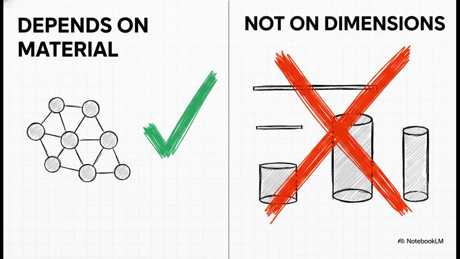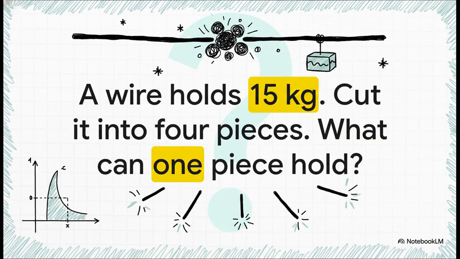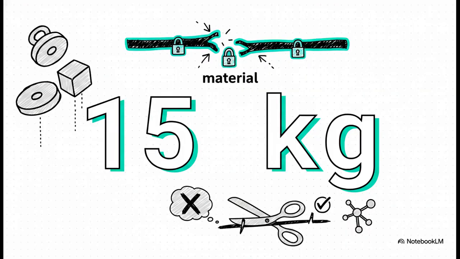Let's see if you've got that with a classic trick question. Okay, here we go. Picture this. A wire can hold a maximum of 15 kilograms before it snaps. Now, if we take that same wire and cut it into 4 shorter pieces, how much weight can one of those smaller pieces hold? Take a second to think about it. The answer is still 15 kilograms. If you thought it would be less, you just fell for a very common trap.